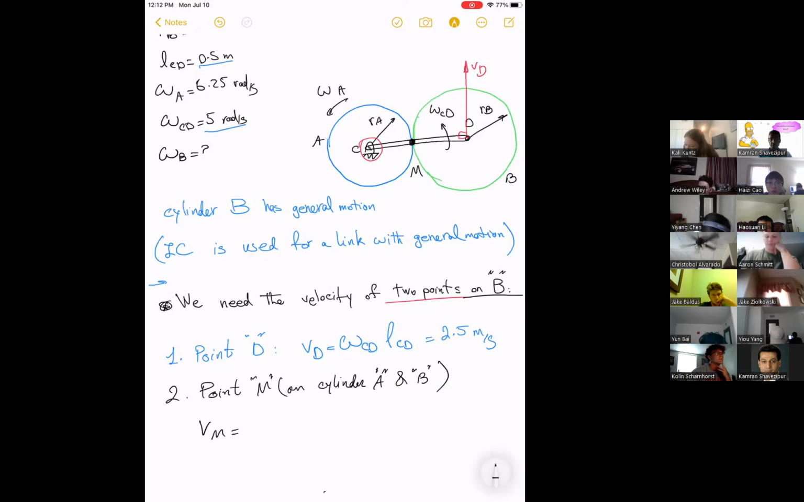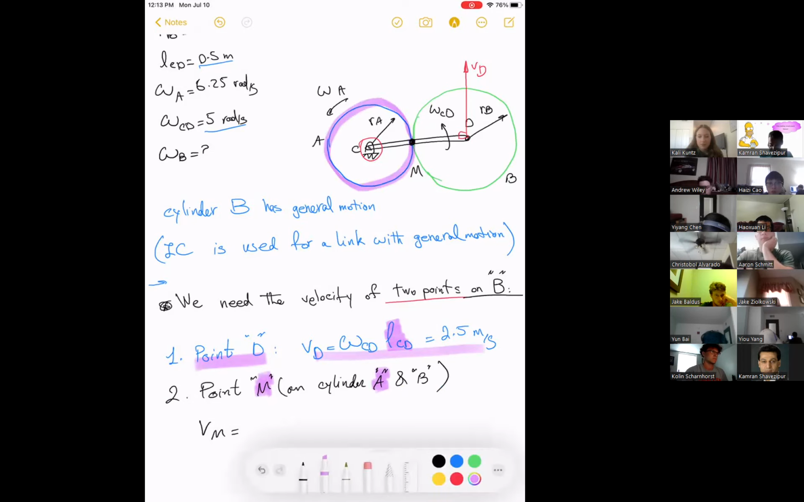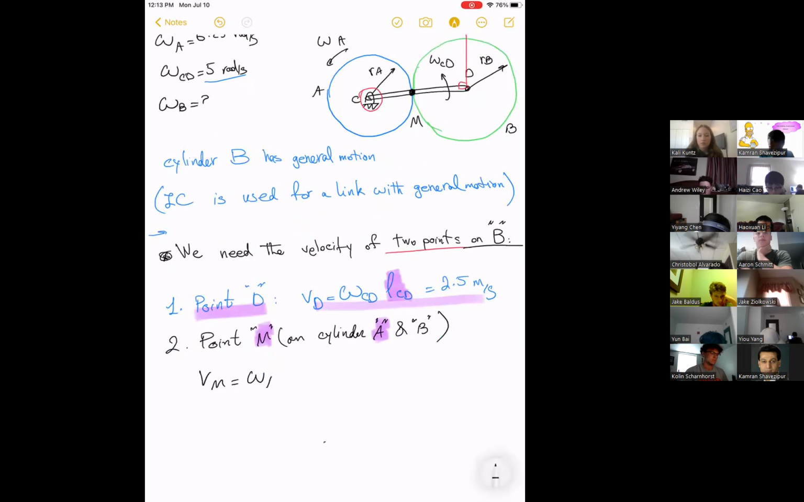I want you guys to pay attention here for a minute, please. See, when I found point D, I went to the other link to find its velocity. Now point M, I'm going to go to the other link to find its velocity. If M is part of A and rotates here, how I'm going to get its velocity? The angular velocity and the radius of cylinder A. Exactly.